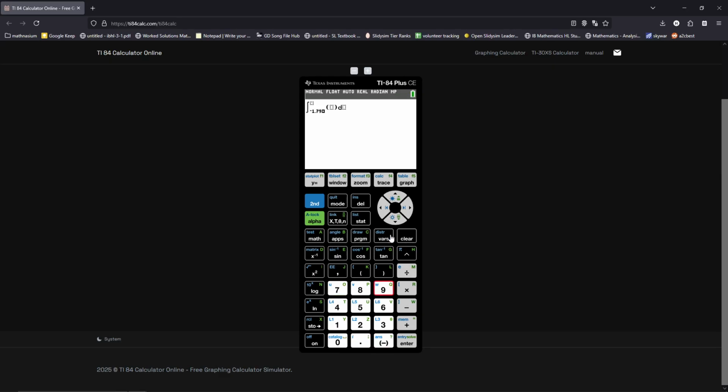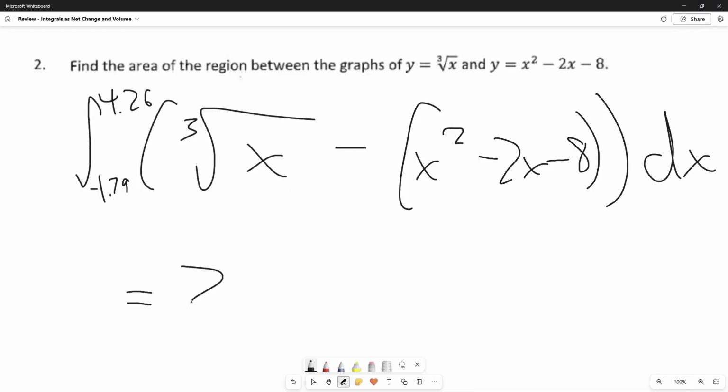And now put this into our calculator. Negative 1.79, 4.26 from cube root of x minus x squared minus 2x minus 8 with respect to x. Is that right? Yeah. And our answer is going to be, wait for it, 39.2. So 39.2 units squared. And that's our final answer.